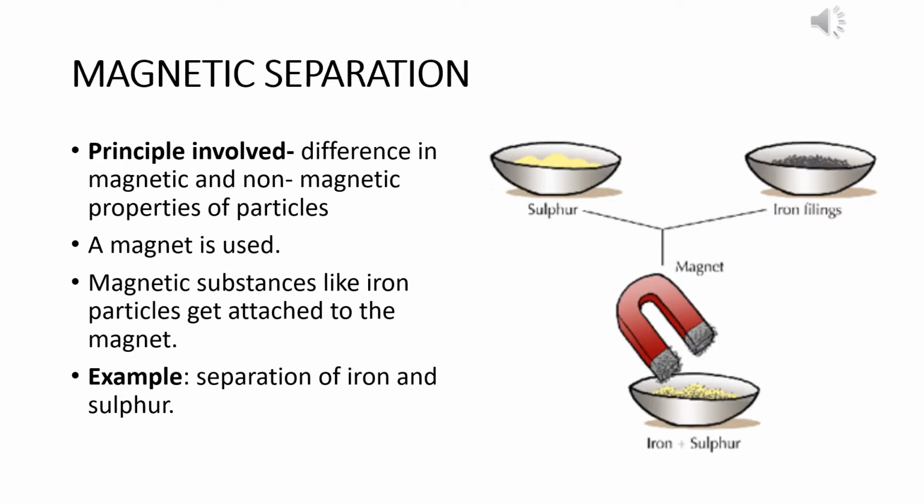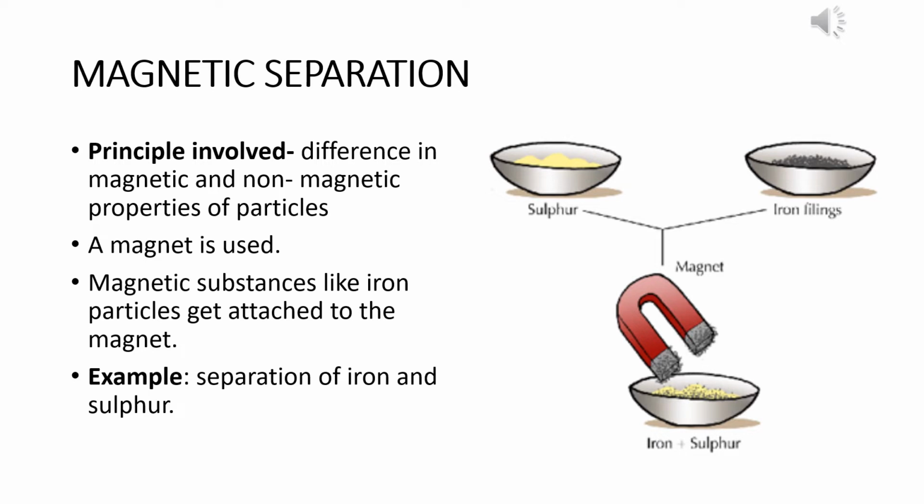The second method of separating a solid-solid mixture is magnetic separation. In magnetic separation, we can guess from the name, the principle involved is the magnetic and non-magnetic property of the particles. Magnetic property of the particle means when a magnet is kept in close proximity to the particle, if the particle is magnetic, it will get stuck to the magnet. And if it is non-magnetic, it won't get attracted to the magnet. So here also we need one equipment which is the magnet. The magnetic substances like iron particles will get attached to the magnet.